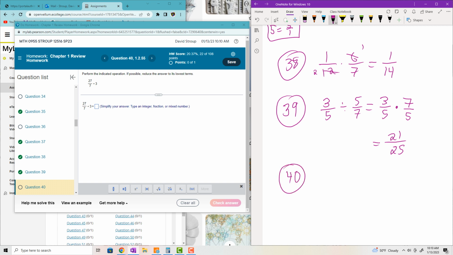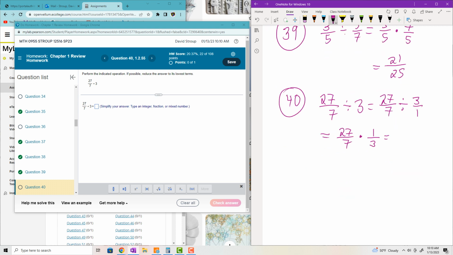Here we are at number 40. Again, if you see an integer like the number 3 I'm seeing here in this problem, you want to rewrite it as a fraction, right? So I have 27 over 7 times, well, one step at a time, right? Let's rewrite 3 as 3 over 1, and then we'll go ahead and rewrite it as times the reciprocal, 1 over 3. 27 over 3 is the same as 9 over 1, and then multiplying straight across, we have 9 all over 7.